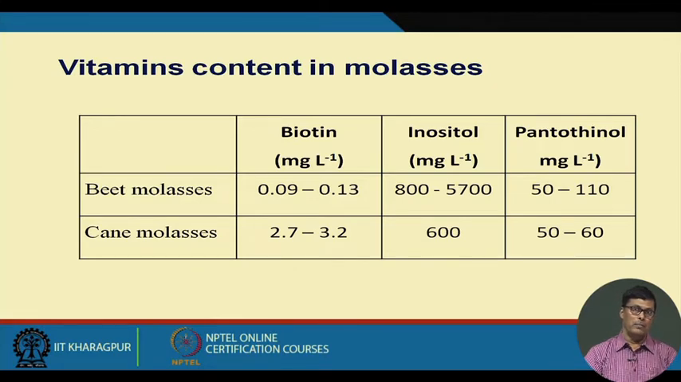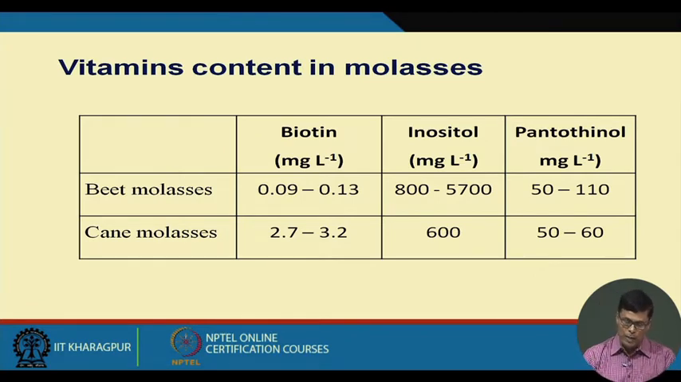If you look at the vitamin distribution in beet and cane molasses, in one of my previous lectures I mentioned that cane molasses is largely available in India and beet molasses is mostly available in western countries. Though in southern India some places also produce beets, and from that we can produce beet molasses, the number is very few. Biotin, inositol and pantothenic acid play a very important role in the alcohol fermentation process.